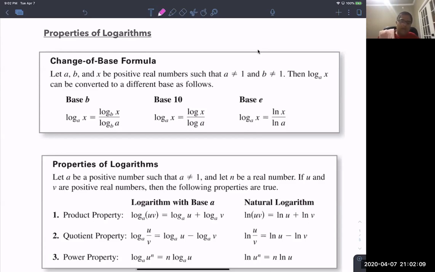This allows you to convert a logarithm with one base to either common logs or natural logs. So the question is, why in the heck would anyone even do this? Why would I ever need to convert a log of, say, base 3 to common log, which is log base 10, or natural log, log base e?